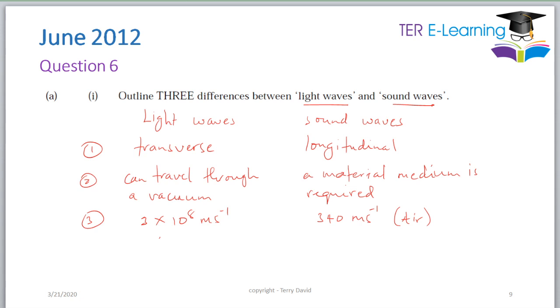Also, you can speak about the wavelength. Light has a very short wavelength as compared to sound. So very short wavelength for light, and sound has a much larger wavelength. So any three differences, and that's essentially what they want.